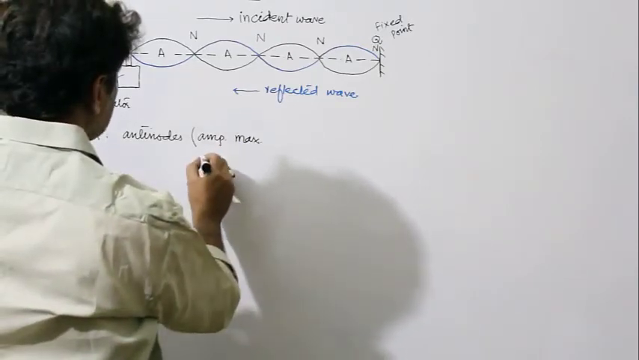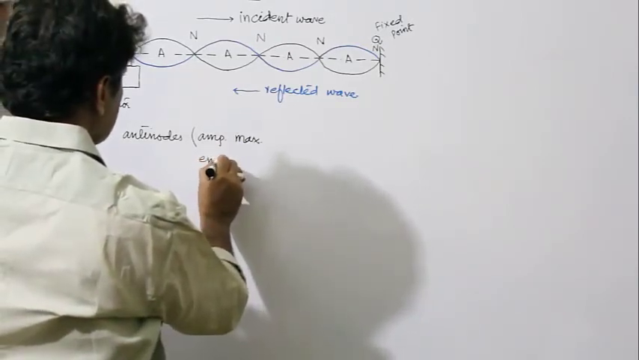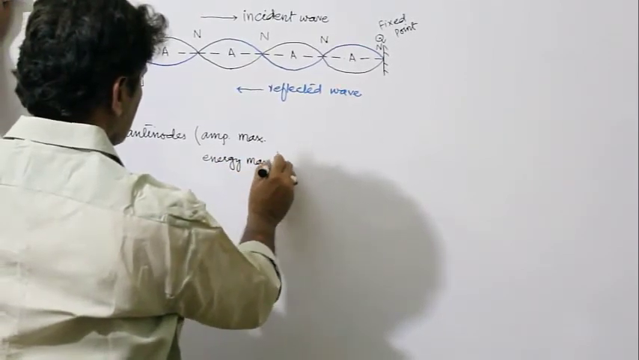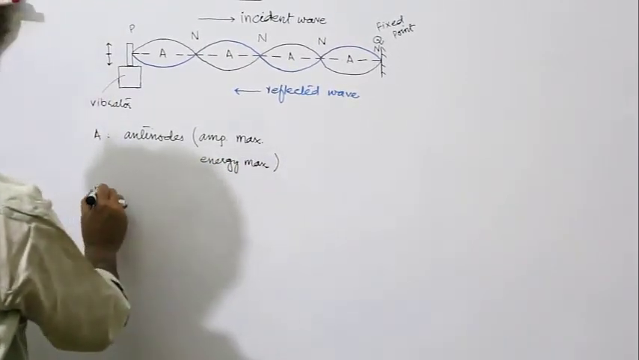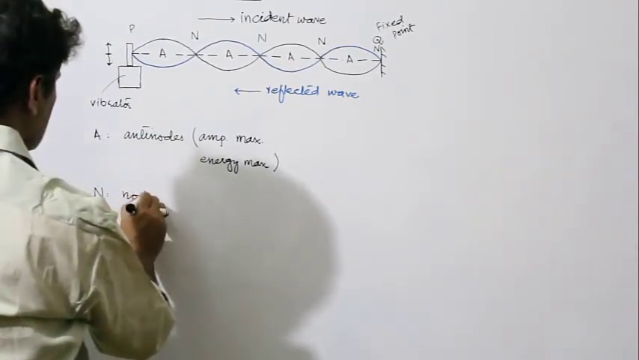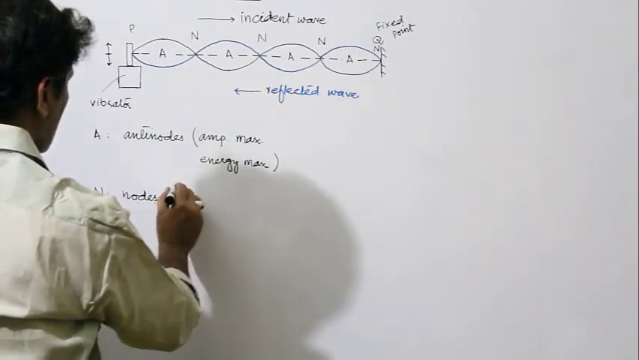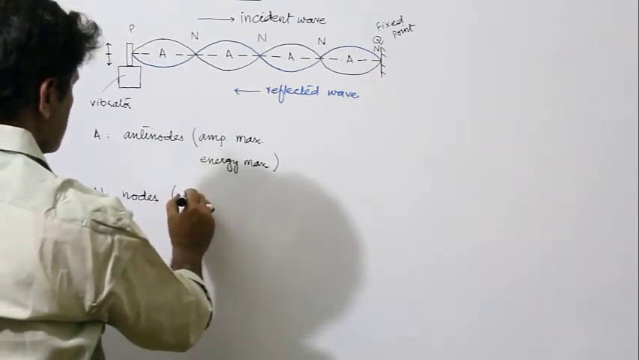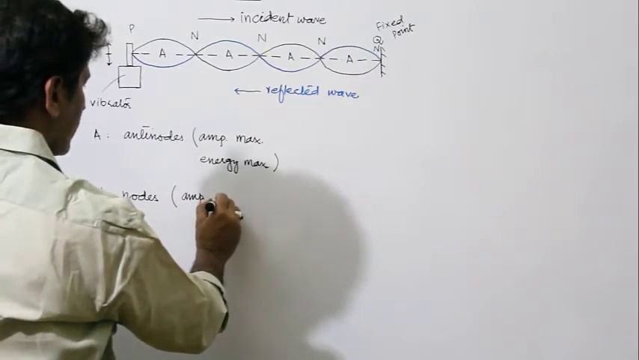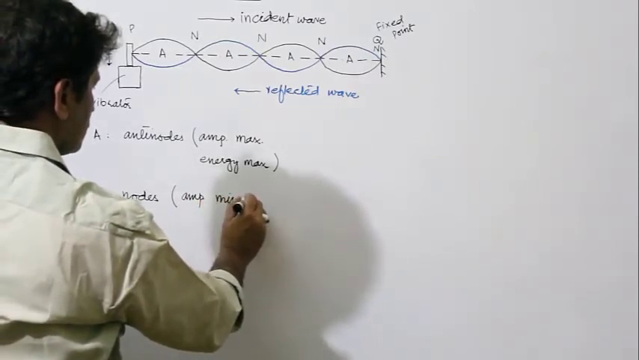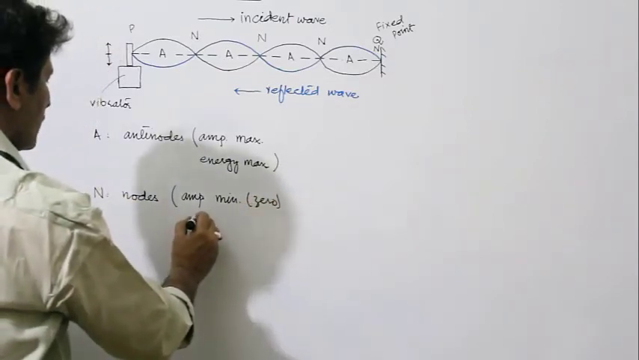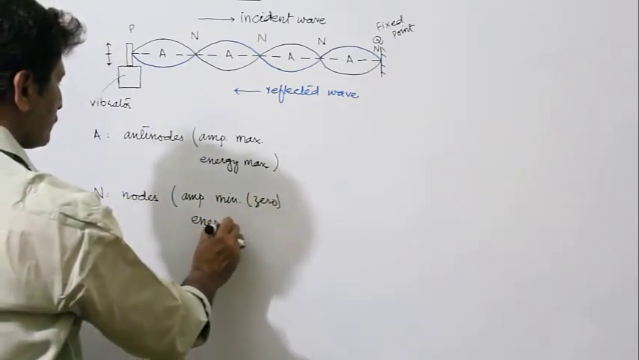and energy is maximum. And we have other points which are denoted by N. These are called nodes. And at the nodal positions, the amplitude is 0. Or we can also say that the amplitude is minimum. And the energy level is also minimum.